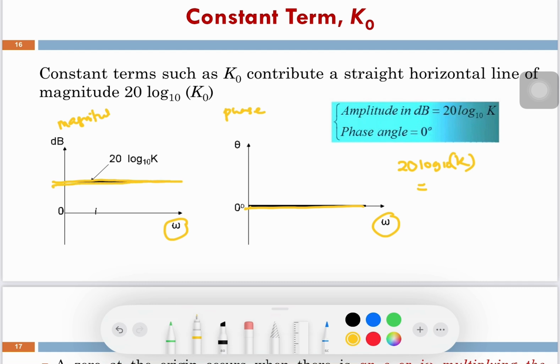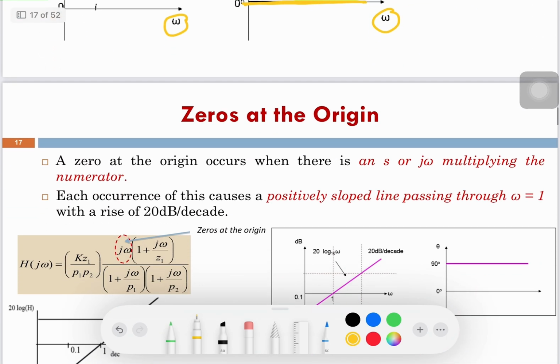Okay, what about the straight line? This one, okay, is your dB. Okay, what about the phase angle? The phase angle of your K must be 0. That's all. Okay, so zeros at the origin.